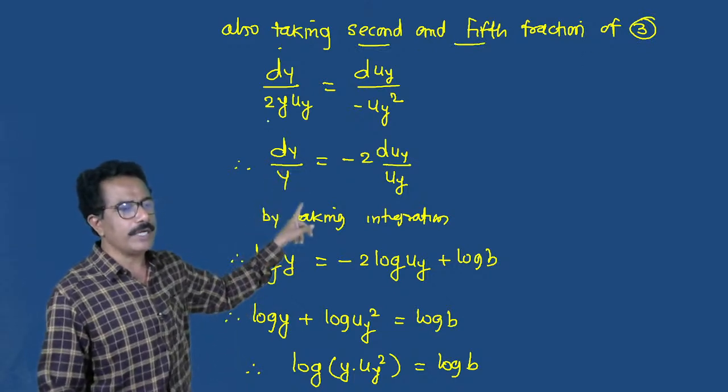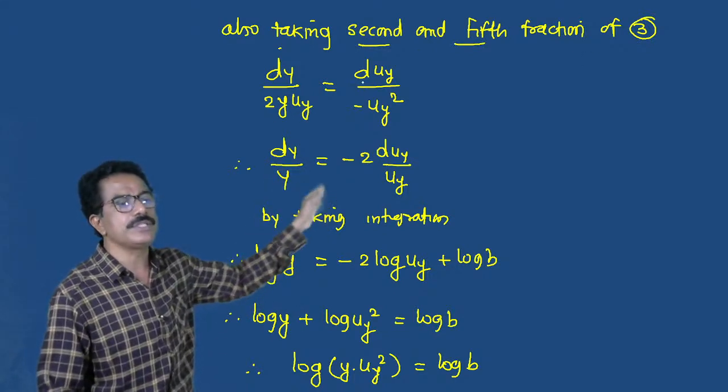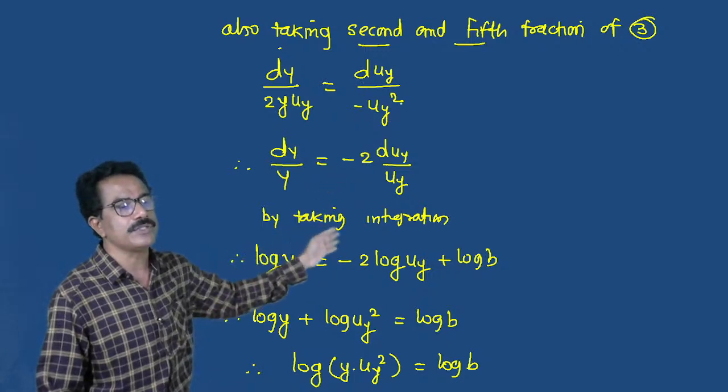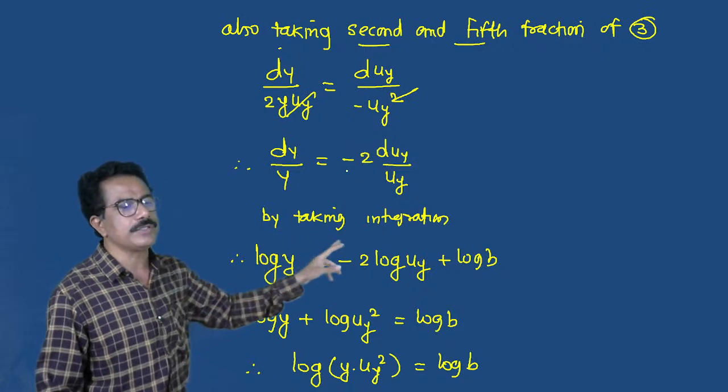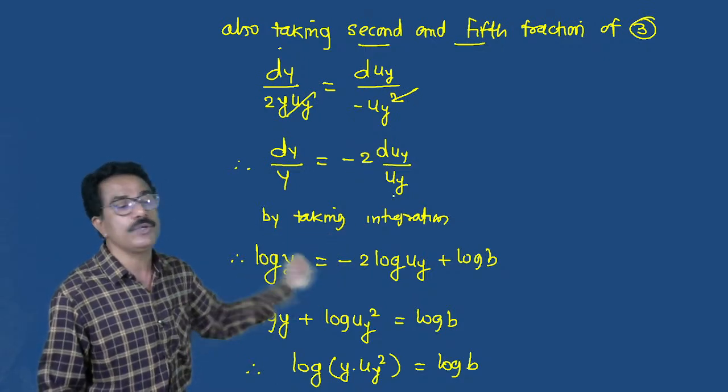So dy divided by 2y into uy which is equals to duy divided by minus uy square. So this will get cancelled. dy divided by y is equals to minus 2 duy divided by uy.